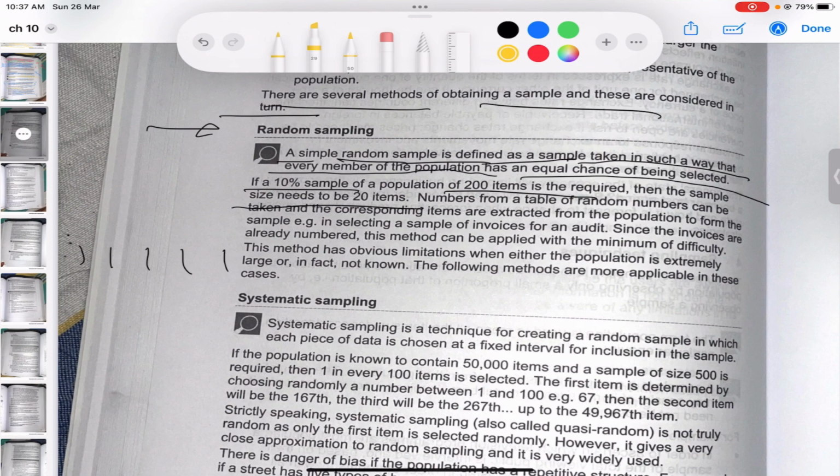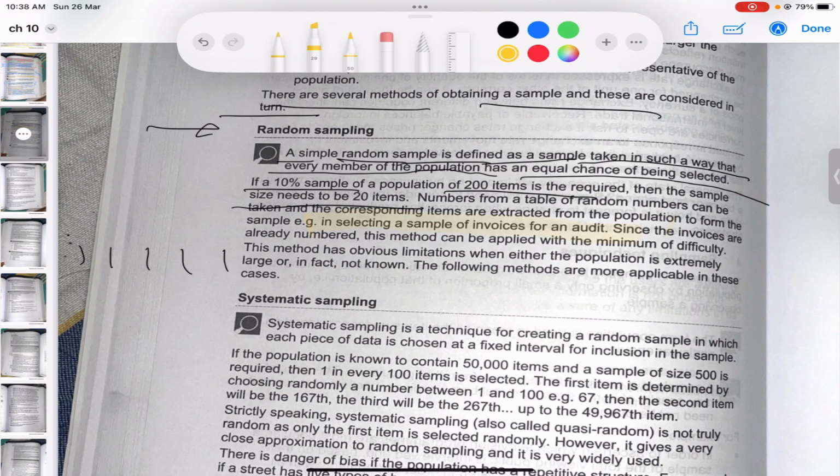Numbers from a table of random numbers can be taken and the corresponding items are extracted from the population to form the sample. So if I work as an audit manager, an audit person in a firm, I want to check whether the invoices are legit, whether they are trustworthy, and if everything in this company is being done on an ethical basis and all the invoices are correct. Now there are, let's say, 100 invoices for a month and I need to check.